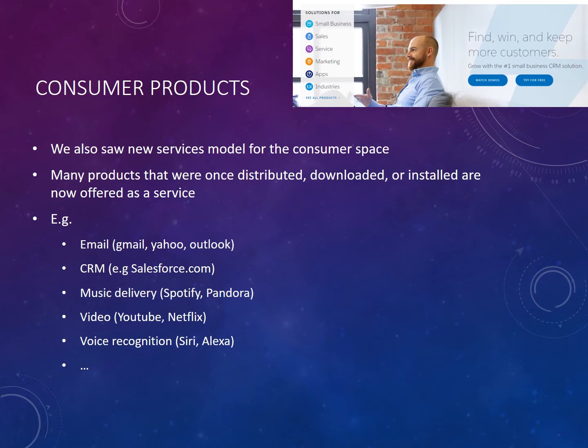So we also saw new consumer products available on the internet. Of course, there's email like Gmail. Salesforce.com is an example of a customer relationship management system which is used by many organizations. Music delivery systems, YouTube, of course, and Netflix for video, and more recently, voice recognition systems such as Siri and Alexa and Cortana. So the internet has created a huge range of opportunities for consumer products.